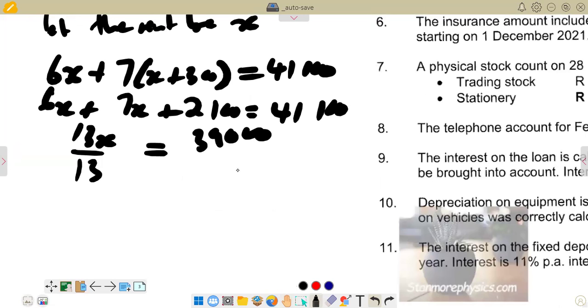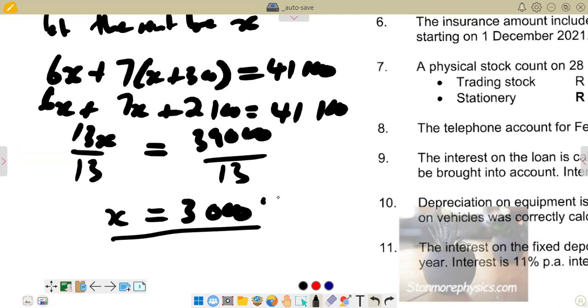You divide by 13 on both sides. So this is simple solving of an equation. Then 39,000 divided by 13, you get 3,000. So here we have got 3,000. This is the amount before it was increased.